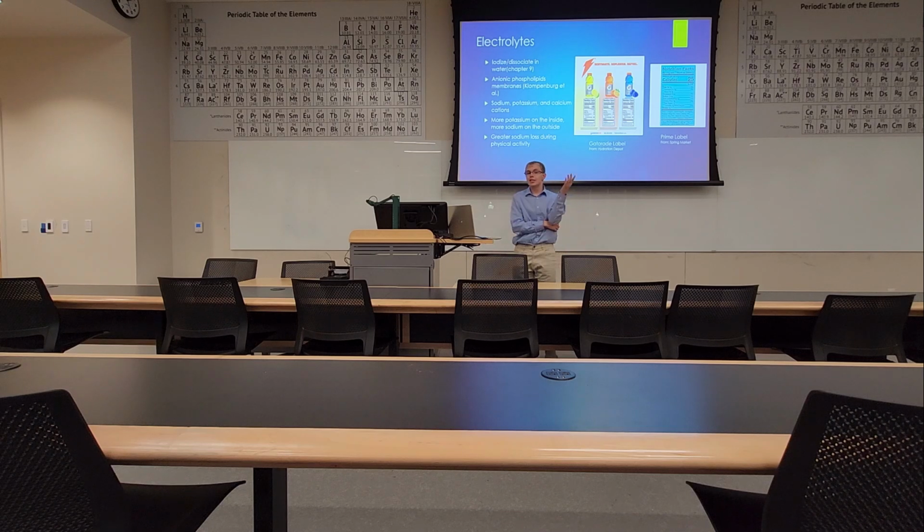There is more potassium on the inside of cells and more sodium on the outside of cells. And this is important because of the function of the nervous system and differences in pathway function, as well as in nutritional science, because you lose more sodium via sweating and other physical activity than you lose potassium. And that leads to the example I have here of a comparison of the labels of Gatorade and Prime.